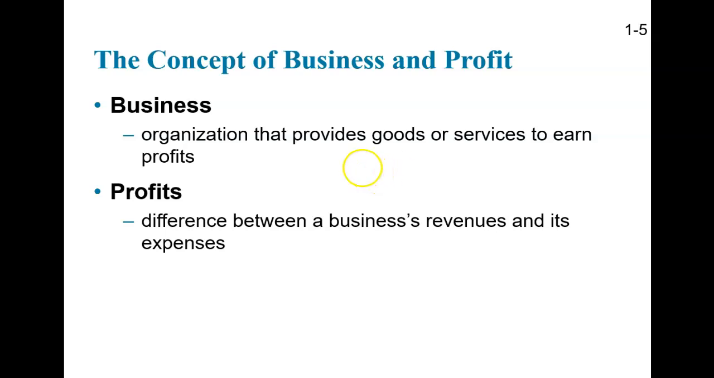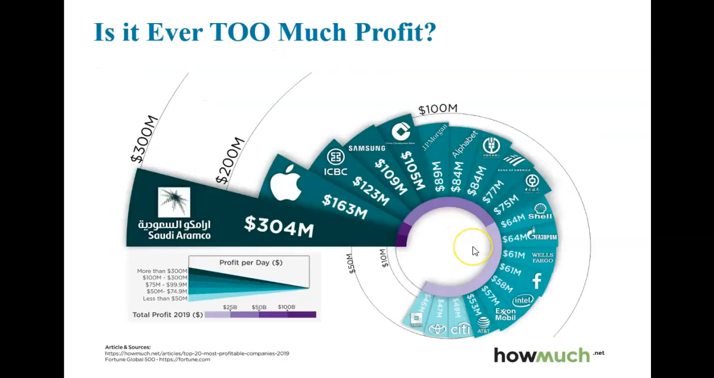Okay, so the first one is, let's talk about business. The concept of business. Businesses are organizations that provide goods and services in our type of society to earn profits. Profits are the difference between a company's revenues and its expenses. So I have a question. Is there ever too much profit?